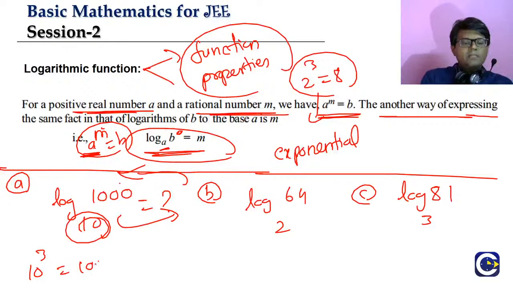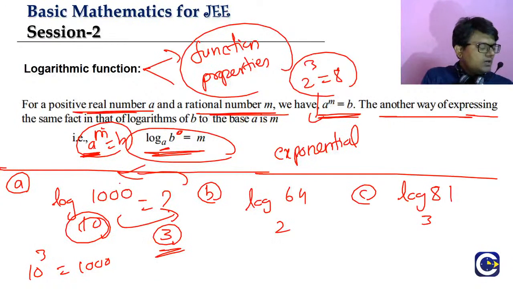10 power 3 will be 1000, isn't it? Which means if you raise 10 to the power 3, that is going to give us 1000. So what is the answer for question A? Question A will be 3. You have to check it. Once you get the answer, you can just type it over there.